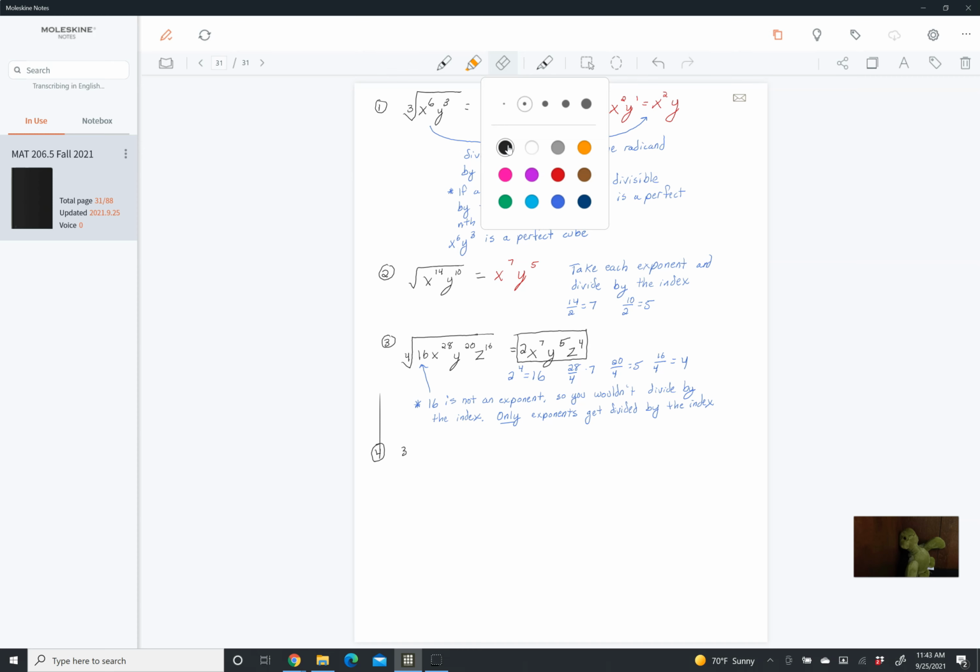So the cube root of 64 x to the 12th y to the 21st. And this should be pretty straightforward by now, with the exception of this integer.